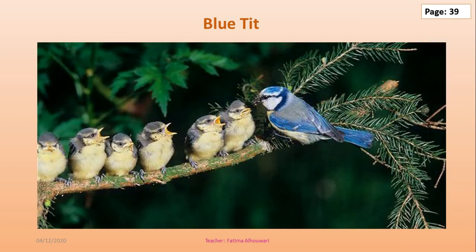It's a blue tit. It's very nice. Its color is blue. Now let's see, grade 1. Do they have the same structures? Of course, yes. They both have a beak. They both have legs. They both have wings. But what about the color and the size? Do they have the same color and size?